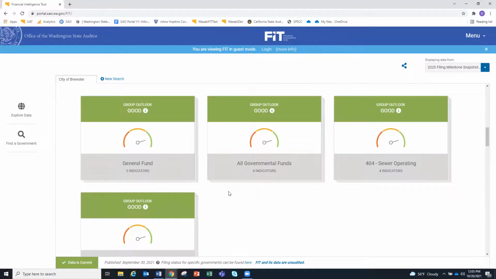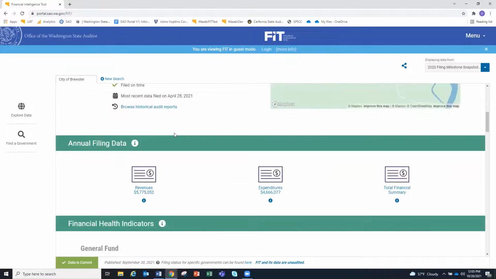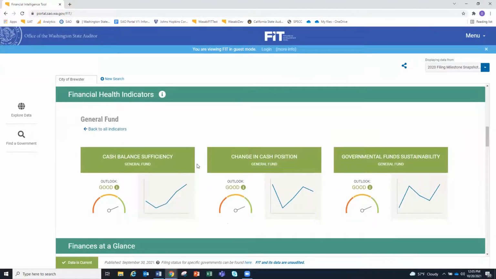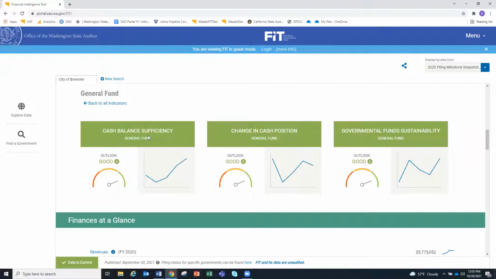So Niles went over 5, and those 5 are spread out here for a general purpose government. So we're going to just start with the general fund. When you click on the general fund, you'll see the 3 indicators: cash balance sufficiency, change in cash, and governmental fund sustainability. There are 2 more, but you onboard those slightly differently.